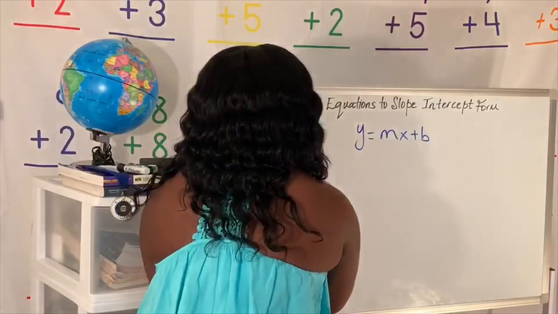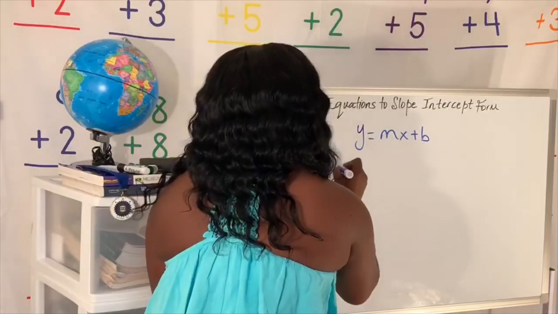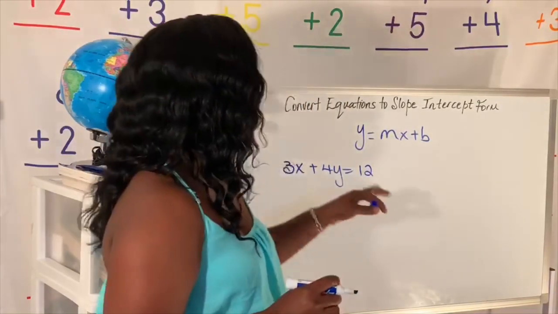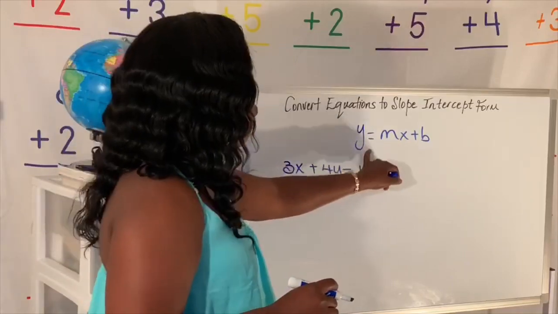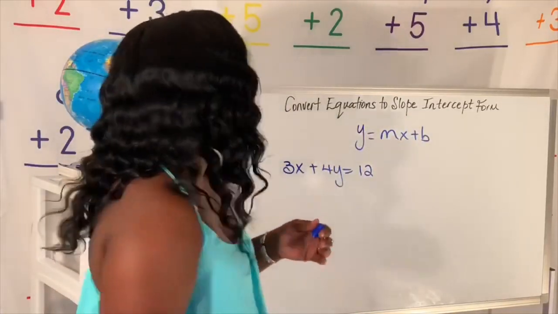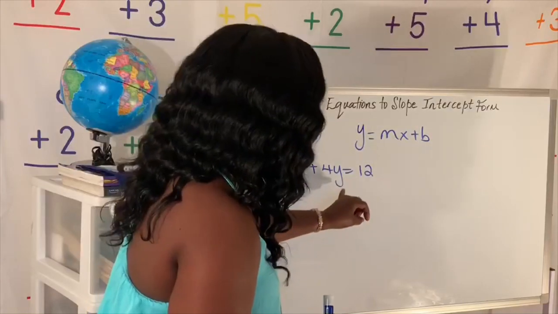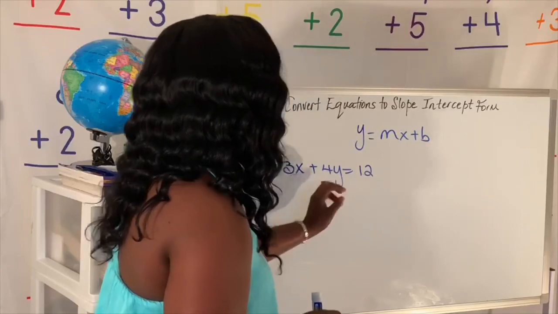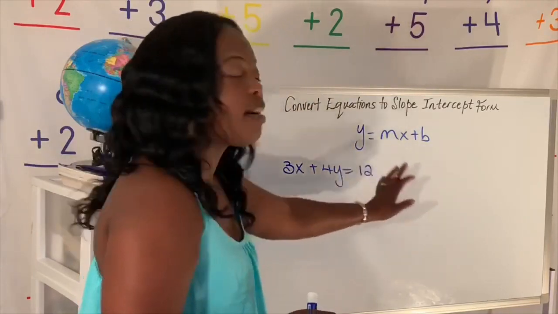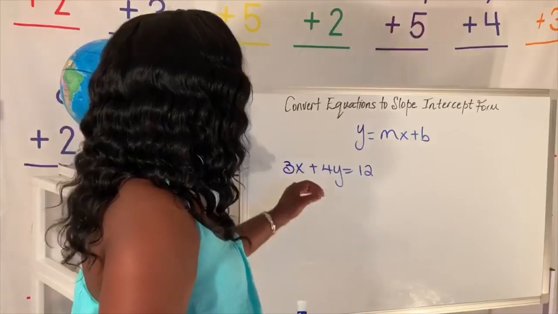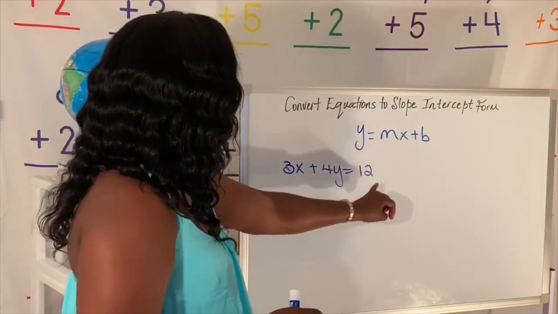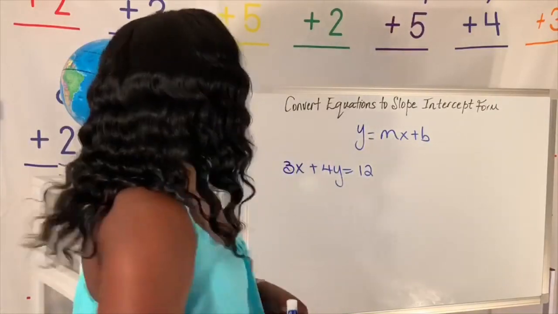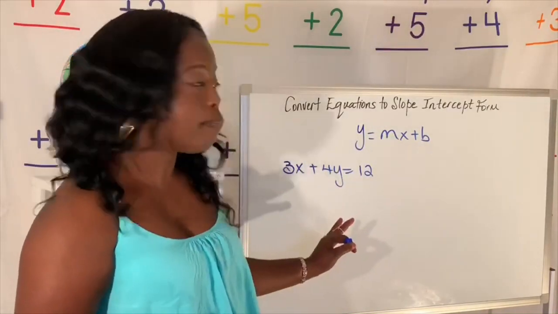Say we had 3x plus 4y equal to, say, 12, and we're trying to convert this equation to the form y equals mx plus b. What we're trying to do is put the equation in a form where every other variable or coefficient has moved to the other side of our equation. So here we have 3x plus 4y equals 12, and we're trying to solve for our y. What would be the first thing that we would want to move away from our y variable?